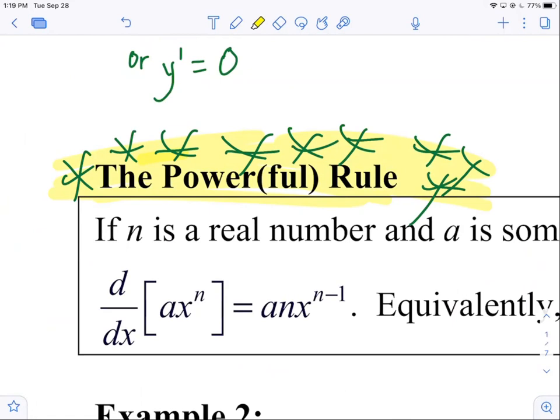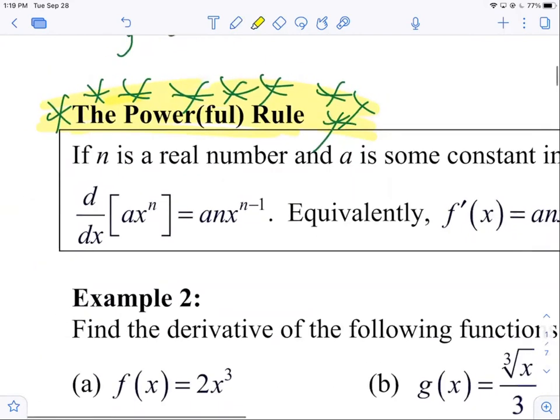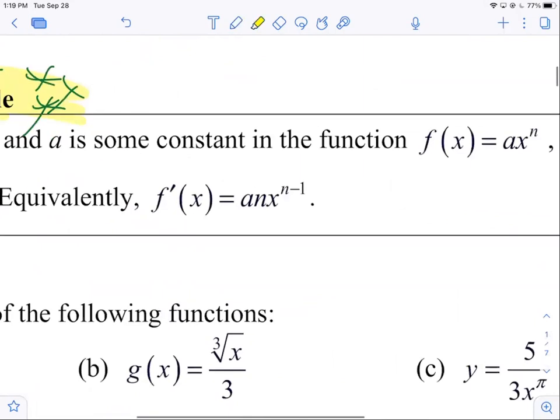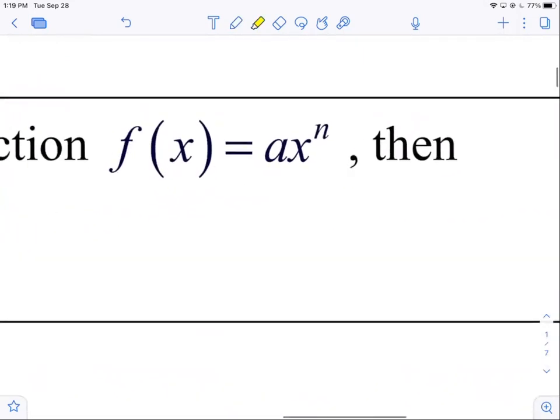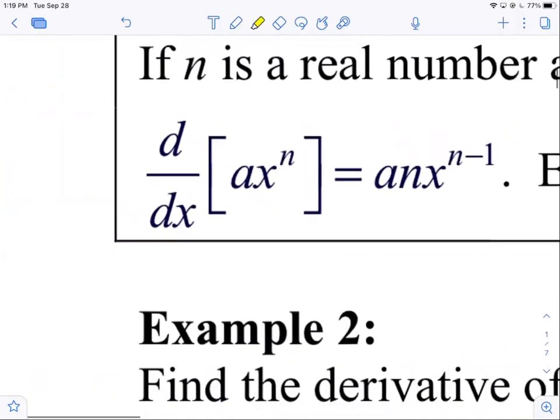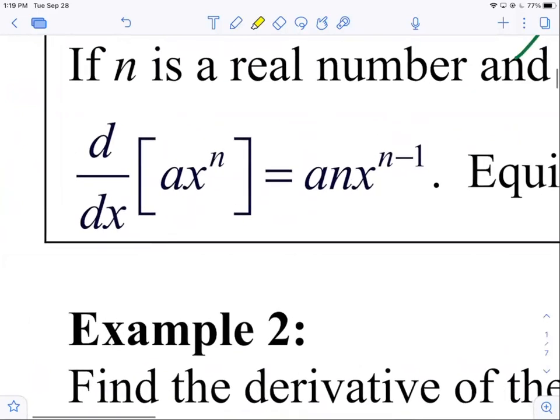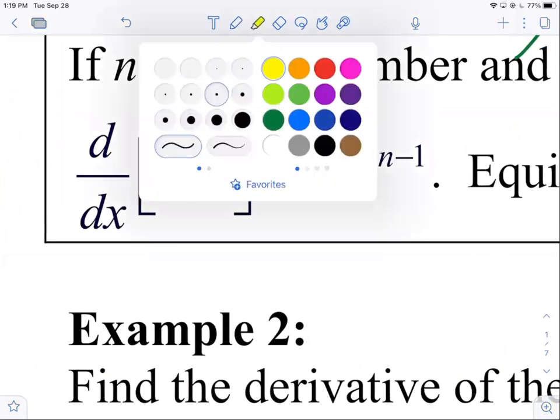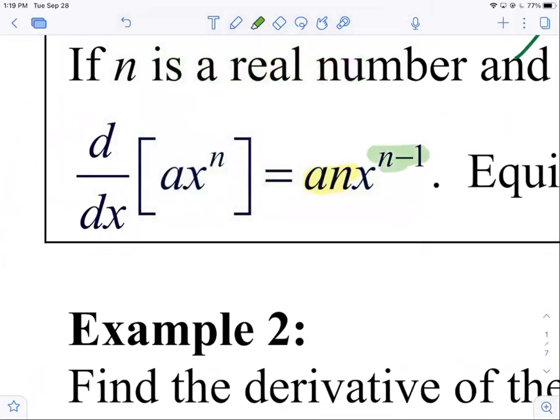It's called the power rule, but I added the word "ful" at the end. The powerful rule, because it is. It's very, very powerful. But it's called the power rule. Here's what it says. If n is a real number and a is also a real number, some constant, in the function f of x equals a times x to the n, we have a coefficient times the power of x. See that? A times x to the n. Some number times x to some power. Then the derivative of that expression, a x to the n, is a n times x to the n minus 1 power.